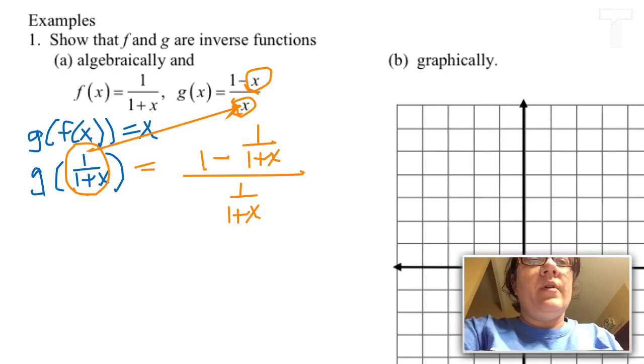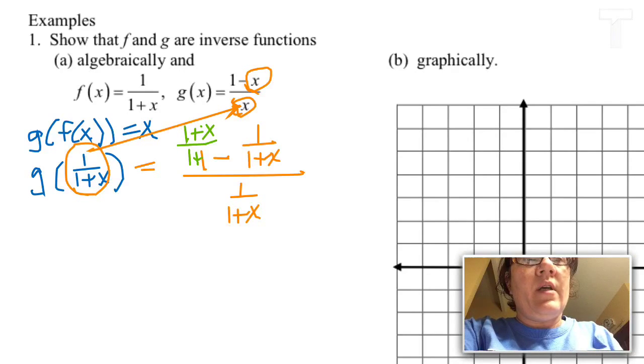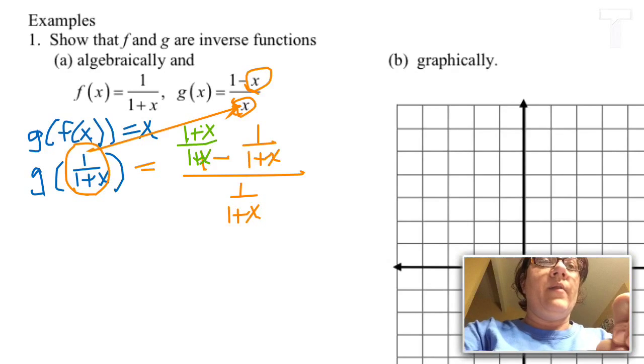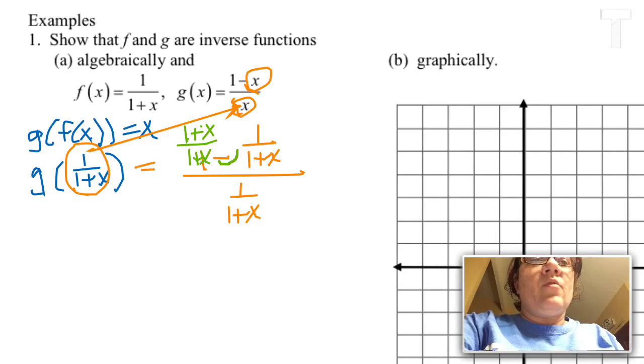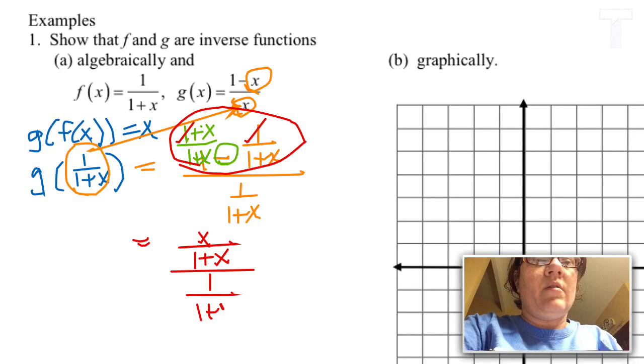And on top, it would be easiest if I get a common denominator, which will be 1 plus x. So I'm going to turn this into 1 over 1 plus x, because that's still 1. And then remember, I'm subtracting, so it's going to be 1 minus 1, those 1s are going to cancel out, and so I'll have x over 1 plus x. That's all from the numerator. And on bottom I have 1 over 1 plus x.